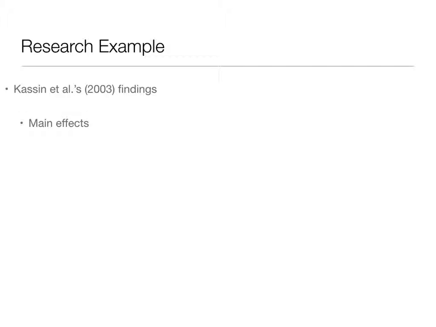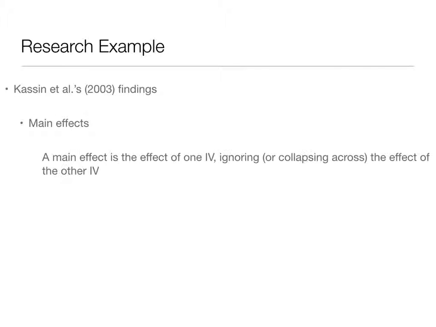We're going to talk about the findings. Let's first review what a main effect is. Remember, a main effect is the effect of one independent variable. Here, that will be either suspect status or interrogator expectation, collapsing across the levels of the other one. So we'll look at suspect status all by itself, pretending that we didn't even look at interrogator expectation.